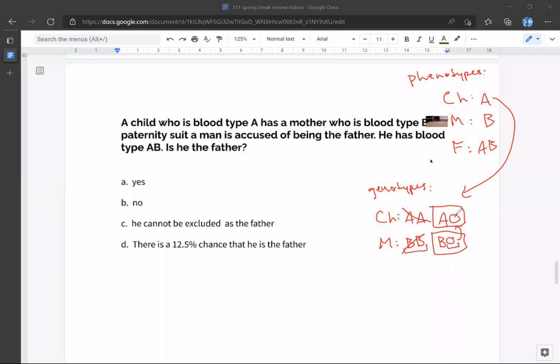So the child has to get AO. The child has to get AO in order to be this A individual. And if he gets the O from the mother, that means he gets the A from the father. But the father has blood type AB. We know this for a fact. And because blood type we think of as being just these two loci, we know that this is the extent of the father's blood type. So the father's genotype is AB. So we know the genotypes of each of the three individuals.